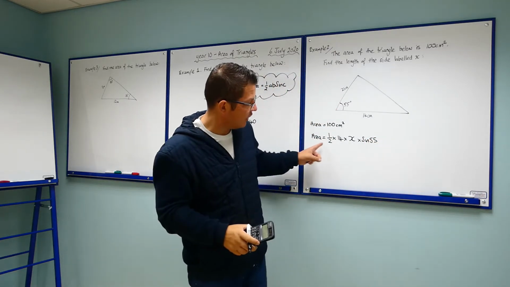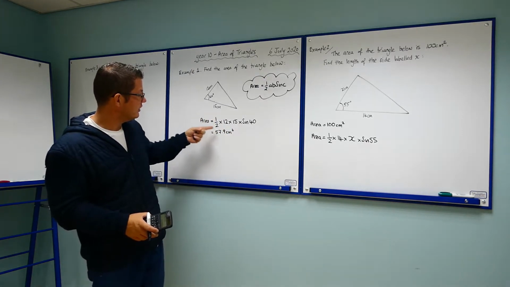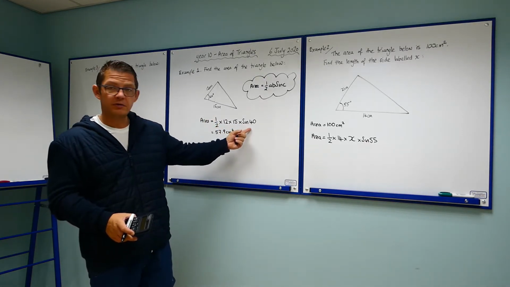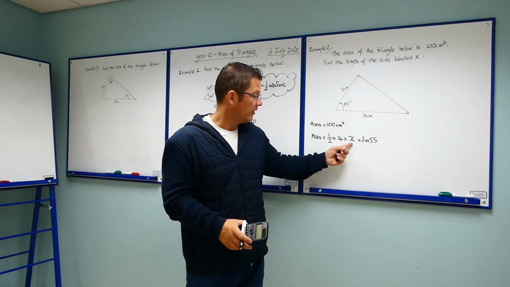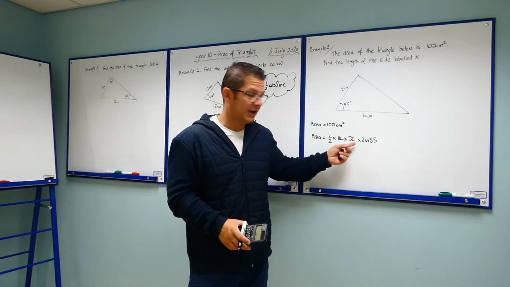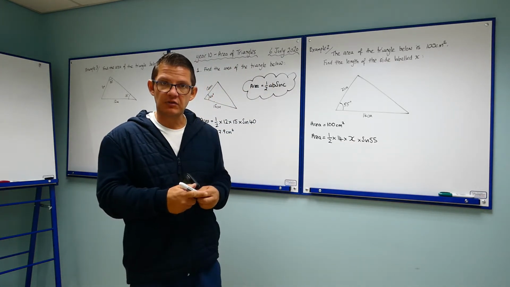Now this time we haven't got all this information to put in the calculator like we did for here. Here we had all the information: half times 12 times 15 times sin 40. Here we've got half times 14, which is 7, but I've got an x and sin 55, and we're looking for x. So we've got to use the information that we've got to set up an equation.